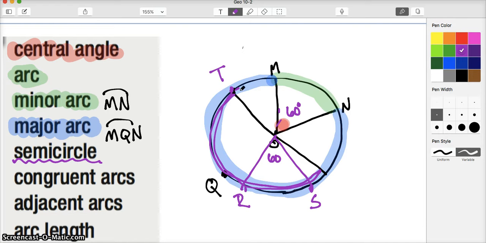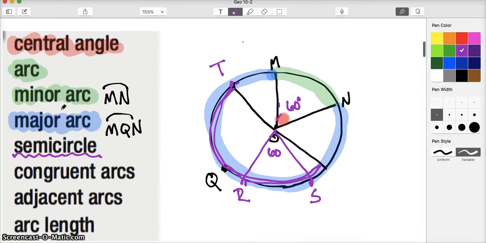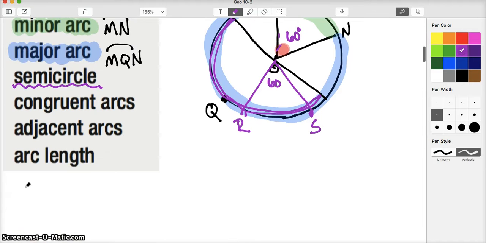And adjacent arcs, let's name this guy T. Adjacent arcs are going to be arcs that are side by side. Arc length and arc measure. I don't see arc measure here, so I'm going to talk about it. Arc measure.